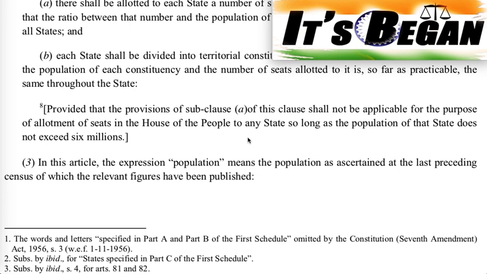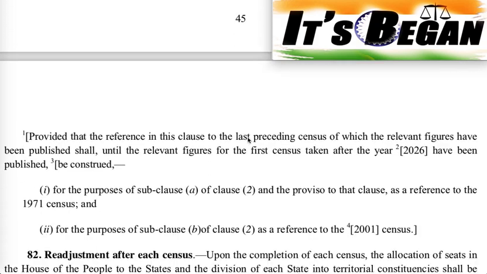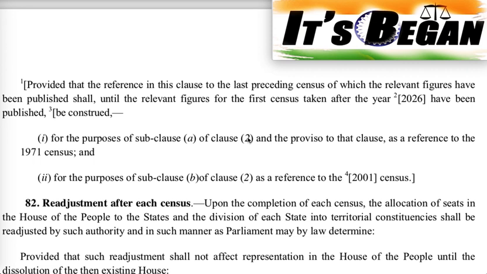Clause 3: In this article, the expression population means the population as ascertained at the last preceding census of which the relevant figures have been published. Provided that the reference in this clause to the last preceding census of which the relevant figures have been published shall, until the relevant figures for the first census taken after the year 2026 have been published, be construed, one, for the purposes of Subclause A of Clause 2 and the proviso to that clause, as a reference to the 1971 census, and two, for the purposes of Subclause B of Clause 2, as a reference to the 2001 census.